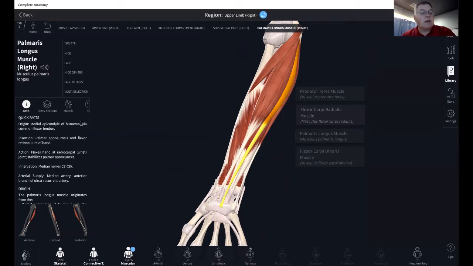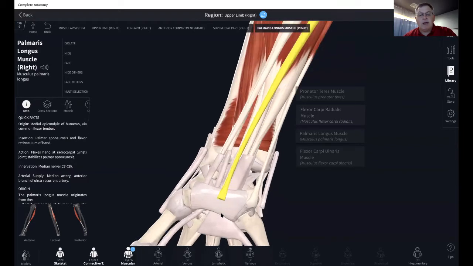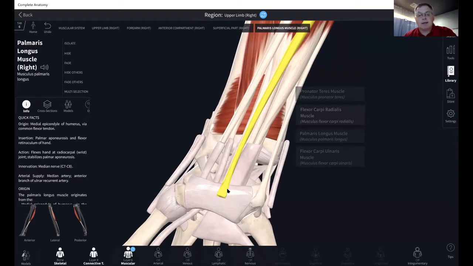Its origin, the medial epicondyle of the humerus, again via the common flexor tendon, and it inserts into the palmar aponeurosis and the flexor retinaculum of the hand. And so again, that's what we're going to see when you resist wrist flexion. It's going to put some tension on that palmar aponeurosis. Innervation is median nerve, C7 and C8.